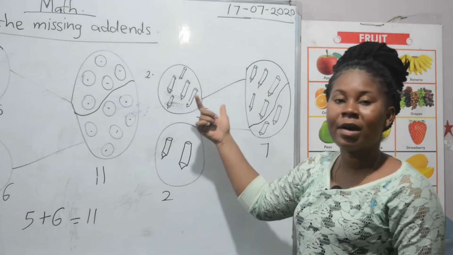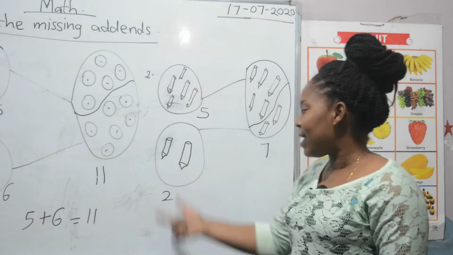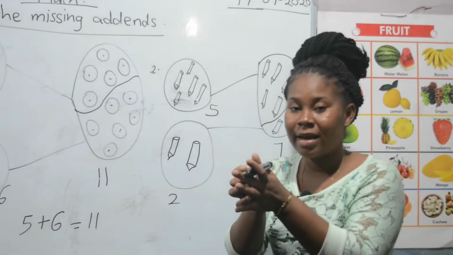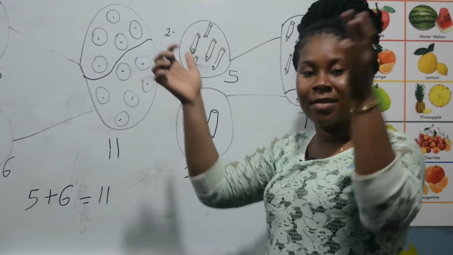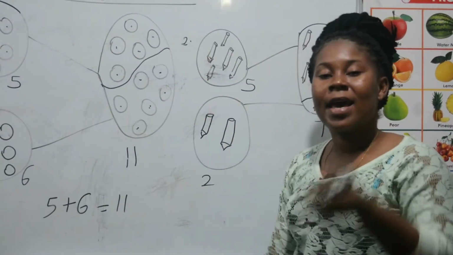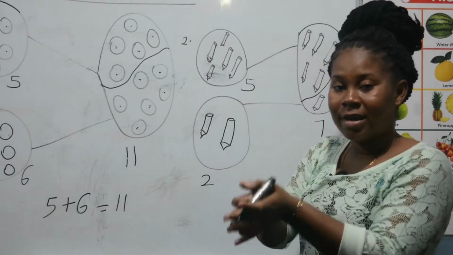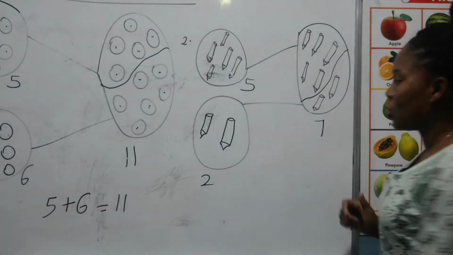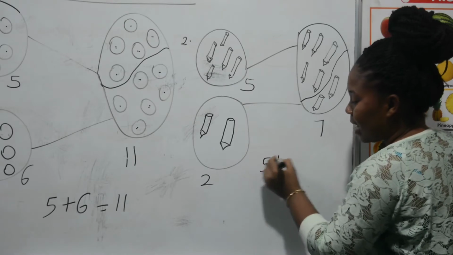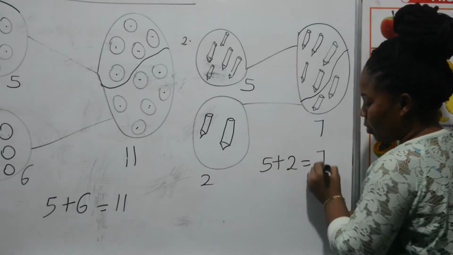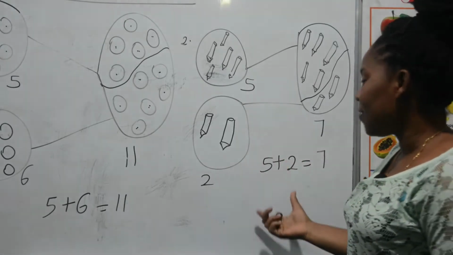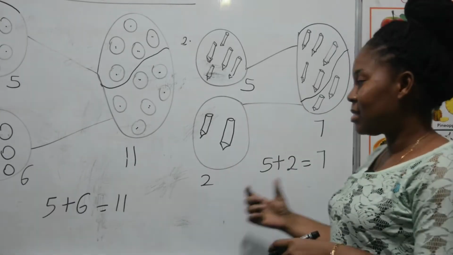So it means when you have 5 pencils and then 2 pencils and you put them together, the addition sign means you are putting them together. So when you have 5 and then 2 and you put them together, you will get what? 7. So 5 plus 2 equals what? 7. 5 plus 2, then you will get 7.